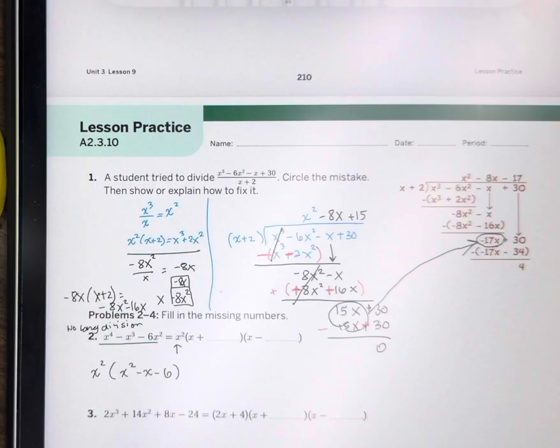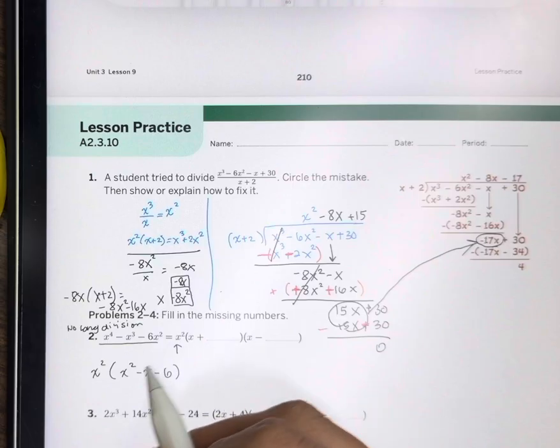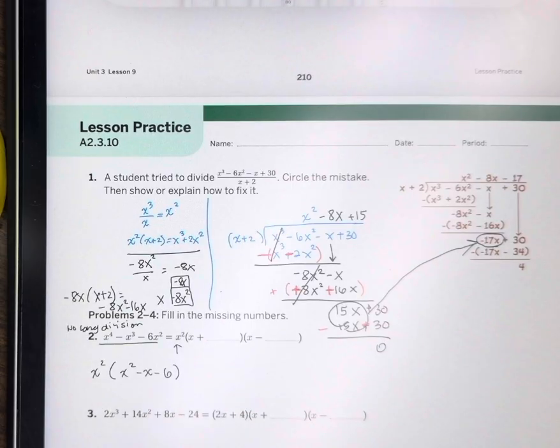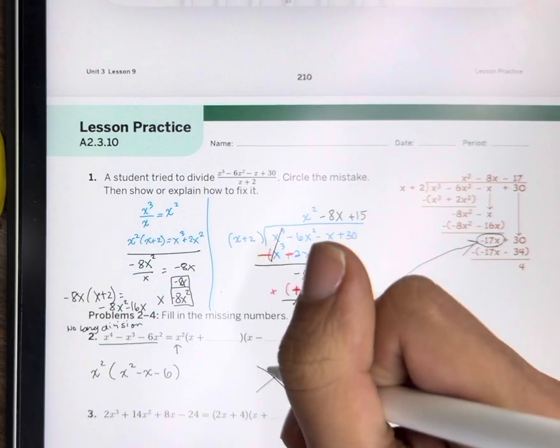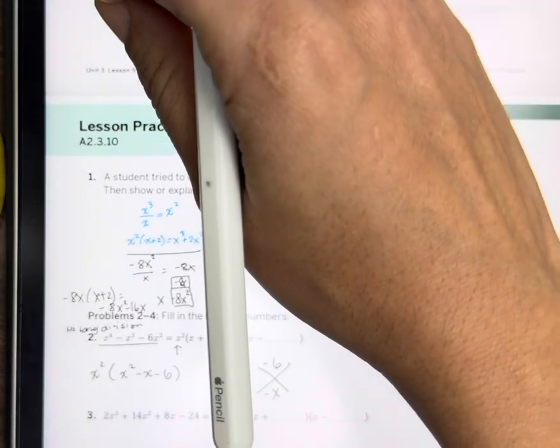And then I get really excited thinking I'm done. However, then I notice they have 2 sets of parentheses after their x squared, and I only have 1, which means I have to keep factoring. Which means I have to figure out what multiplies to negative 6, but adds to negative 1.